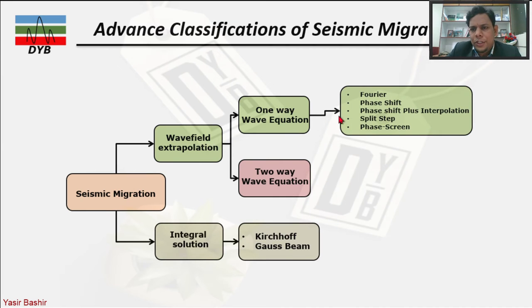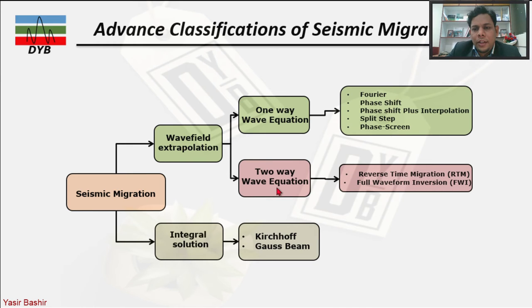Looking at the one-way wave equation, we have Fourier migration, phase shift migration, phase shift plus interpolation migration, split step migration, and phase screen migration. And if you look at the two-way wave equation, here we have reverse time migration, called RTM, and full waveform migration, FWI. These are the most popular or newest techniques in the geophysics industry to obtain an accurate subsurface image. Obviously, when we go for advanced migration, you have the complexity, you need high computational power, and it is more expensive. We are going to discuss this in some lectures as well.